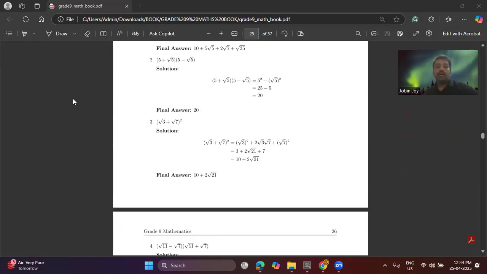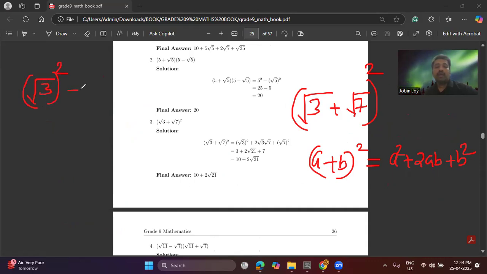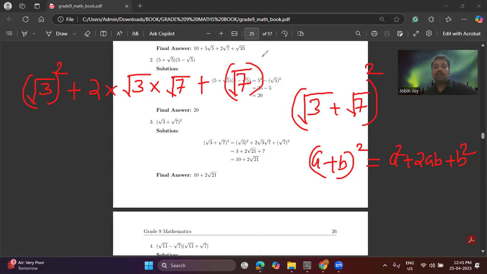Then next question, (root 3 plus root 7) the whole square. This is in the form of (a plus b) the whole square. What is (a plus b) the whole square? It is a square plus 2ab plus b square. So I am using the same identity here. That means a square, where a is root 3, so root 3 the whole square, plus 2 into a into b, where b is root 7, 2ab, plus b square, which is root 7 the whole square.